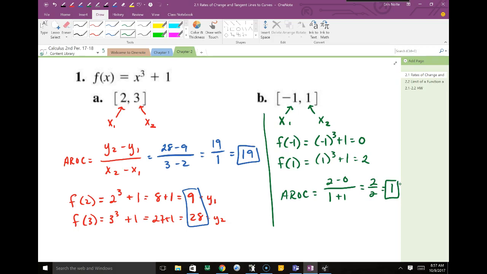Why are those both x's? Because it's an interval. It's giving you an interval between two x values. Oh, they're not coordinates. Correct. Those are x intervals.